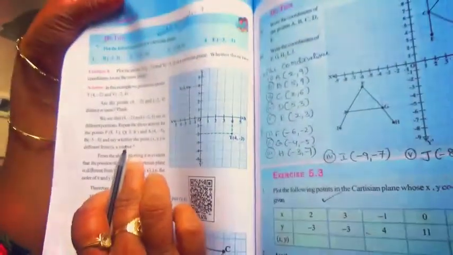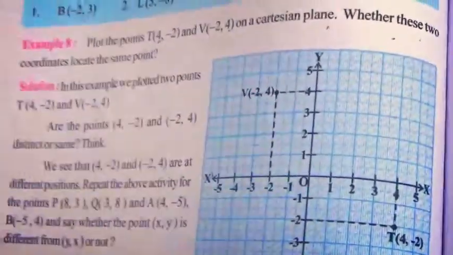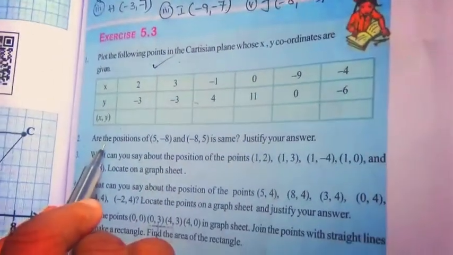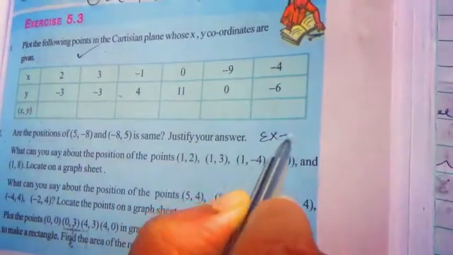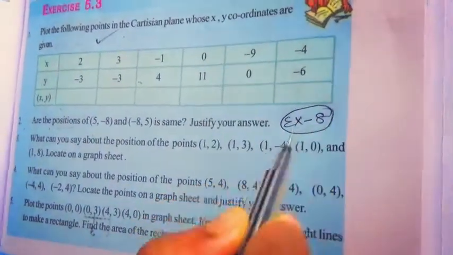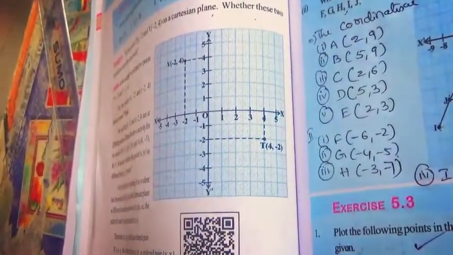It is a model sum of this example 8. Just now I explained this example 8. Just like that you have to do this second sum in the 5.3. 5.3 second sum. It is the model of example 8. Just like example 8 you have to do this sum. Okay, just like example 2 you just do this sum.